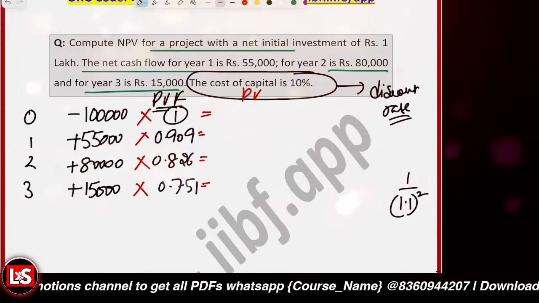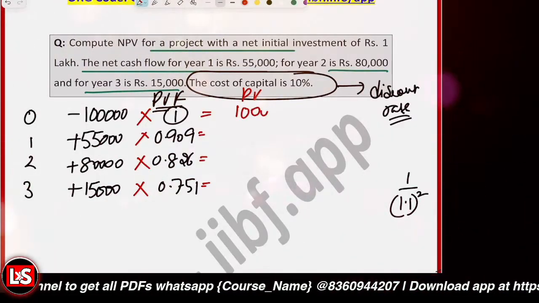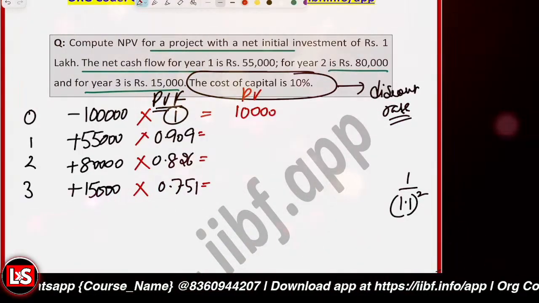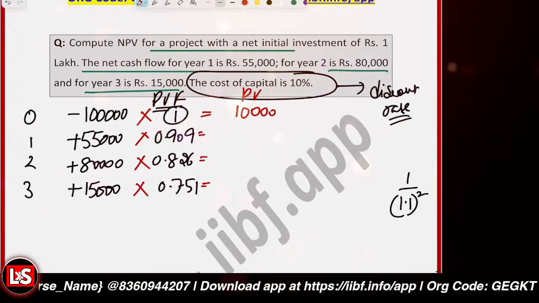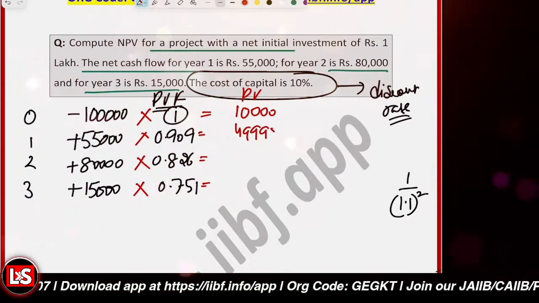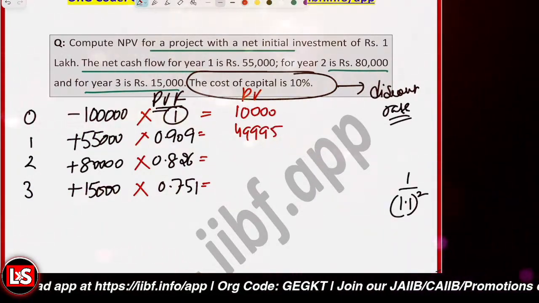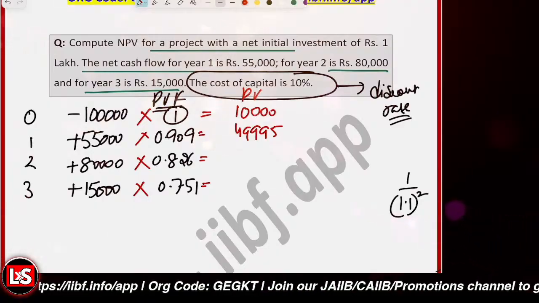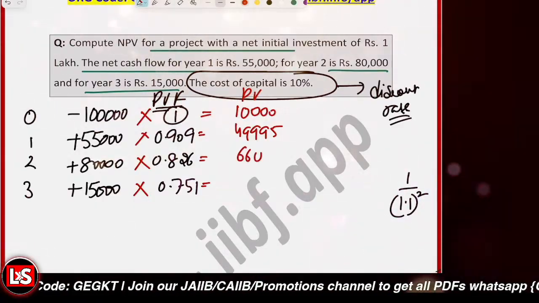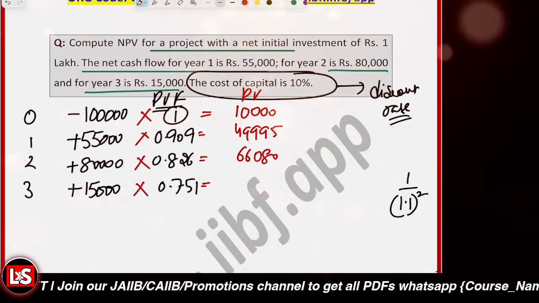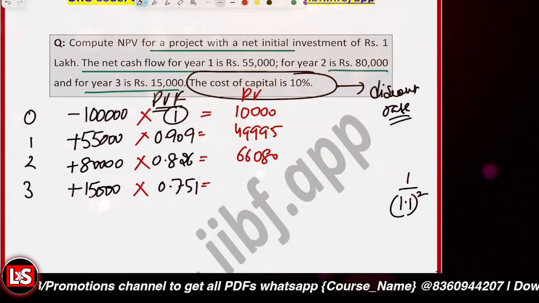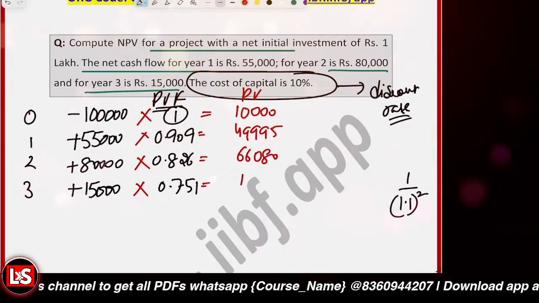So 10,000 into 1, present value of 10,000. And for the 0.909 into 55,000, that is 4,995. For 80,000 into 0.826, it is 66,080. Third one, 15,000 into 0.751, that is 11,265.